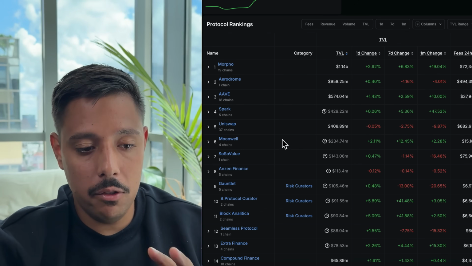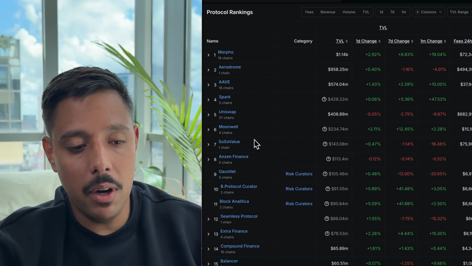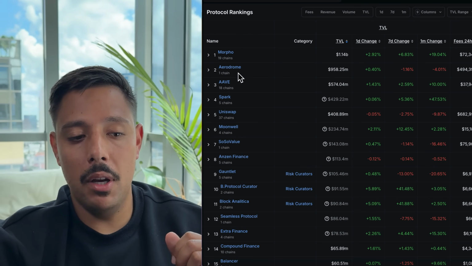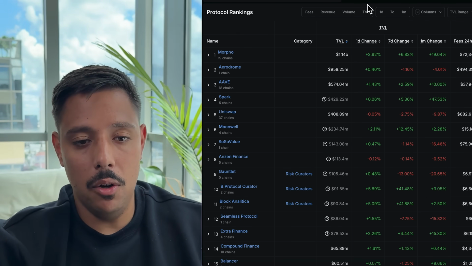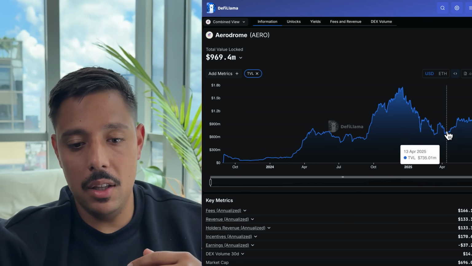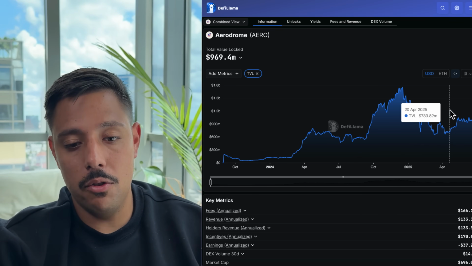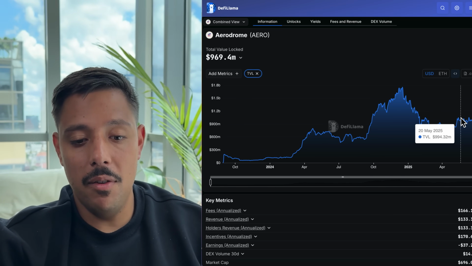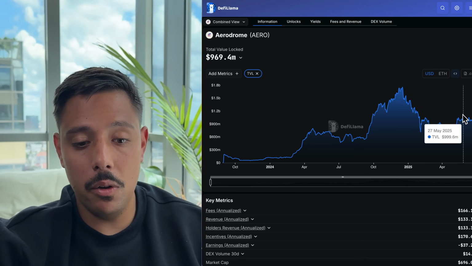So as you can see right here, specifically, I want to zoom in. Aerodrome Finance is number 2 by TVL. So I'm going to command click and open a new tab, and you can see that there's a lot of liquidity. Look at Aerodrome. There's a lot of liquidity. We have millions, close to $1 billion.